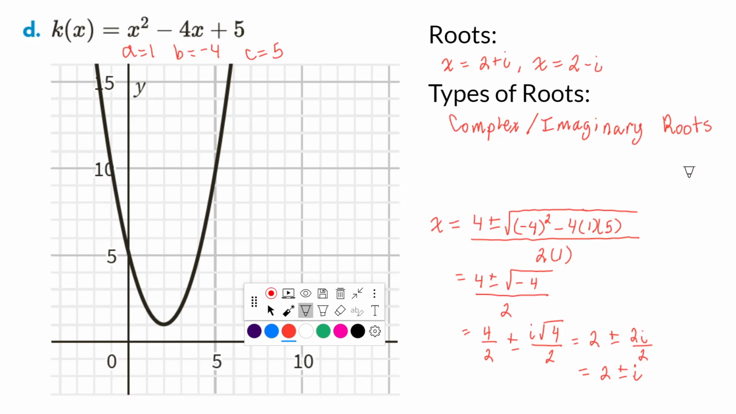And this will happen anytime you do not have an x-intercept. Your roots are going to be complex. And this concludes the video on finding roots of quadratic functions.